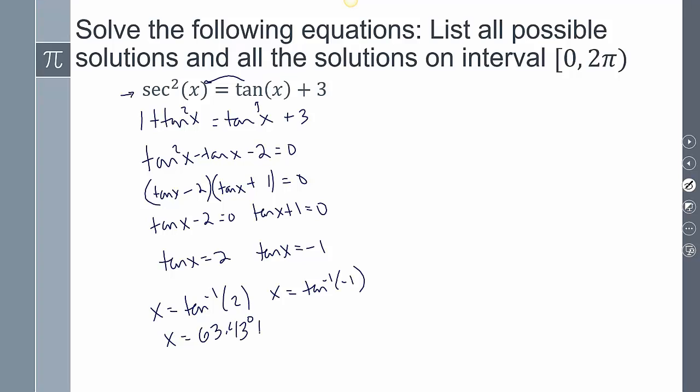63.43 degrees, and this will be plus 180k because it's cyclic by 180. Tangent has that natural period of pi, or 180 degrees. And then this next one would be 135 degrees plus 180k. And then, of course, to actually find the values, you have to plug in values for k, etc., to be able to find those.